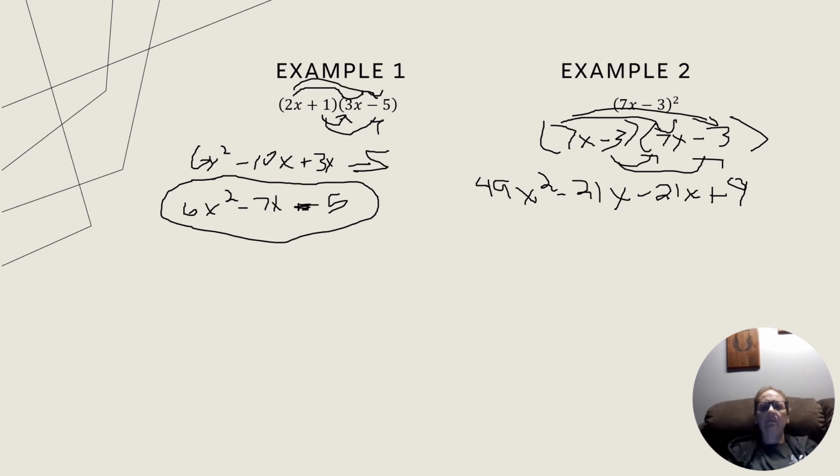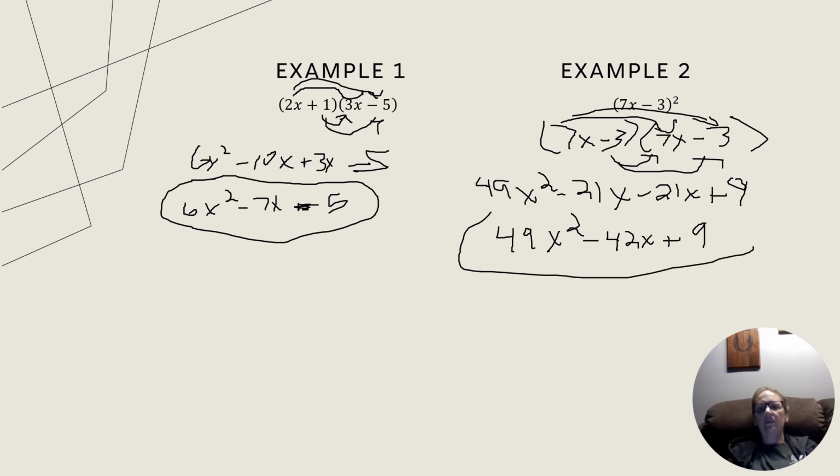And then I just combine my like terms again. So 49x squared minus, this would be 42x, combining the 21s together, and then the plus 9 at the end. And that's all there is to that.